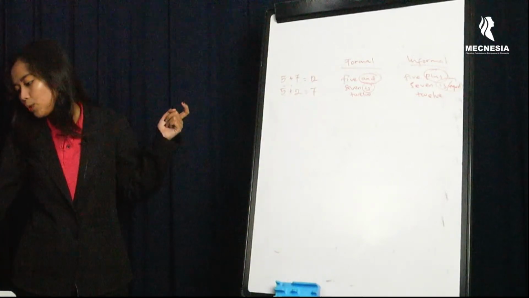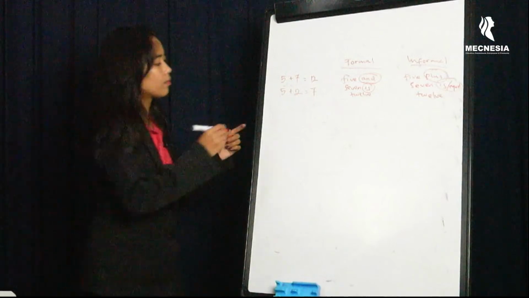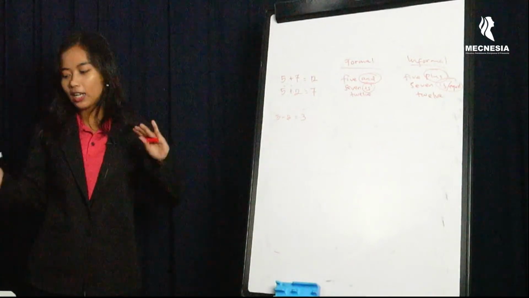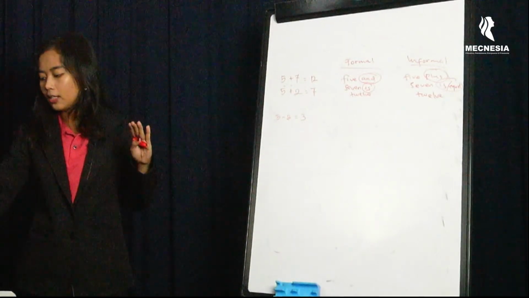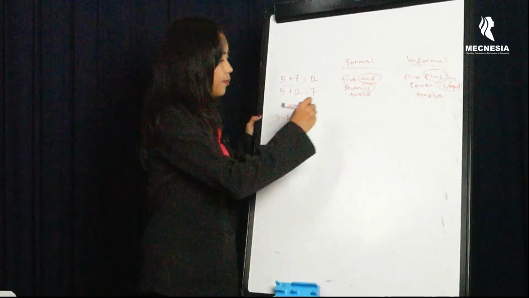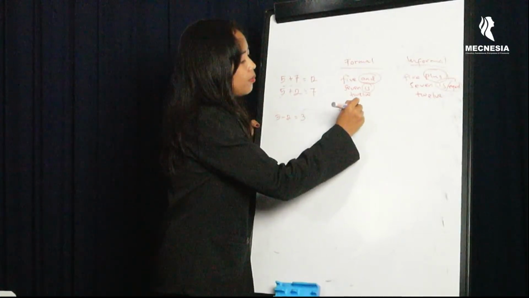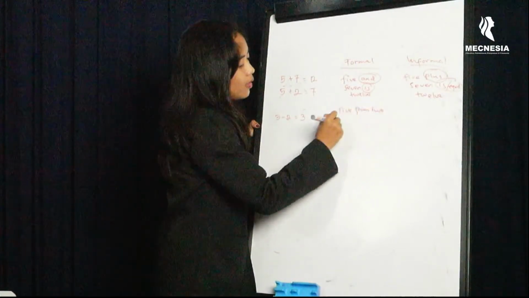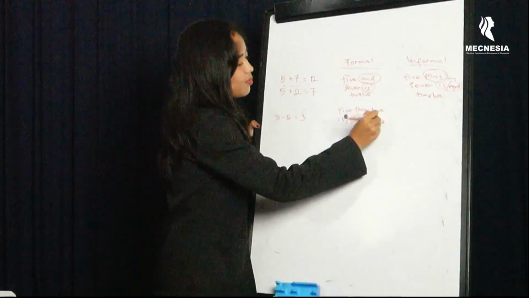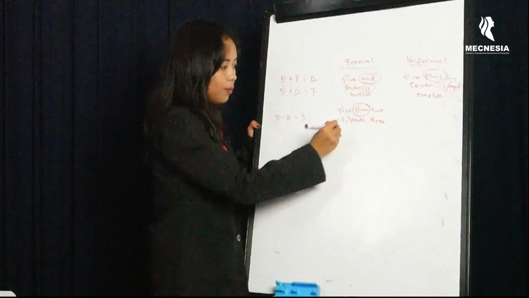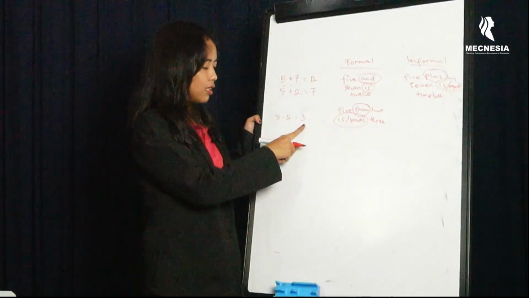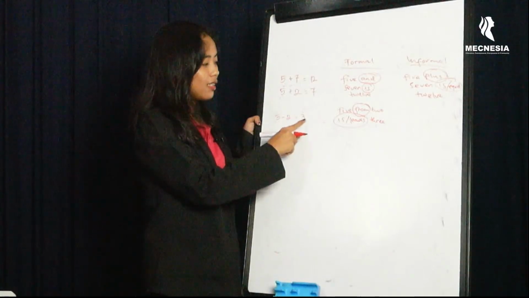Next, pengurangan. Okay, 5 kurang 2 sama dengan 3. For the formal way, you say 5 from 2 is or leaves 3. Okay, jadi di sini we use from and is or leaves. 5 from 2 is 3. 5 from 2 leaves 3.